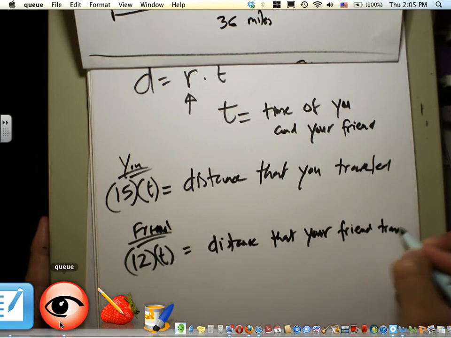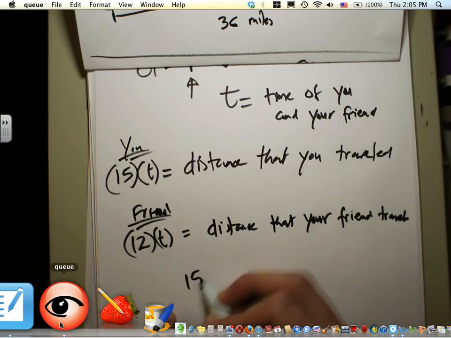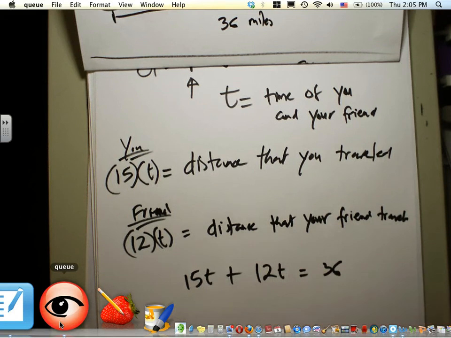Okay. So look. You know that your distance and your friend's distance have to add up to what? What's the total distance? 36 miles. So would it be fair to say that your final equation is going to be this? 15t plus 12t equals 36? And notice the reason we only need one equation this time is because we only declare how many variables? We only declare one. We declare one variable, one equation needed. We declare two variables, two equations are needed. You see how it works?